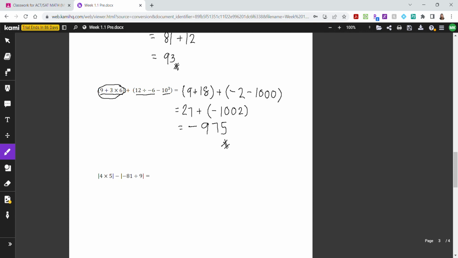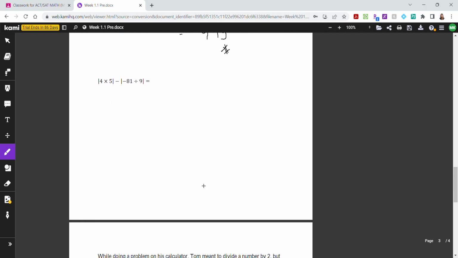And then for the next one, we have absolute signs. Okay. So absolute signs are like parentheses, where you want to do the insides first. But just remember that your solution in the end will become positive. So let's put the absolute sign here first.